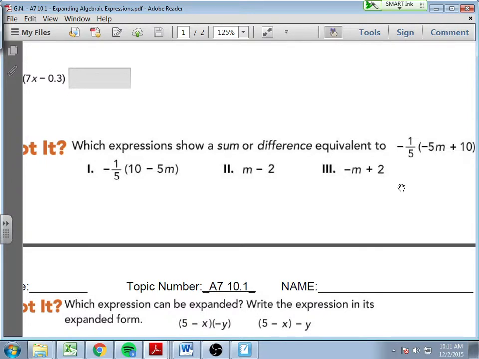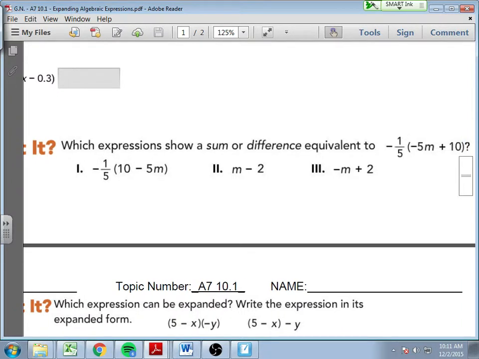Think about the got it for a moment, and it helps if you solve it. Which of the expressions below, and it could be more than one, is going to end up equivalent to the expression shown here? If I look at solving this expression, sometimes, especially if there's addition, I'll just do it like this. So what's negative 1/5 times negative 5m? Well, 1/5 of 5 just gives me m. Negative 1/5 times positive 10.